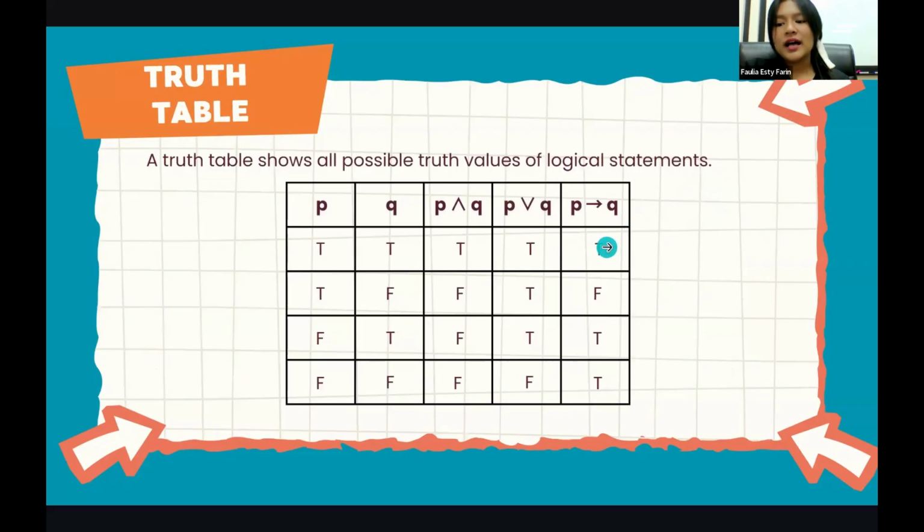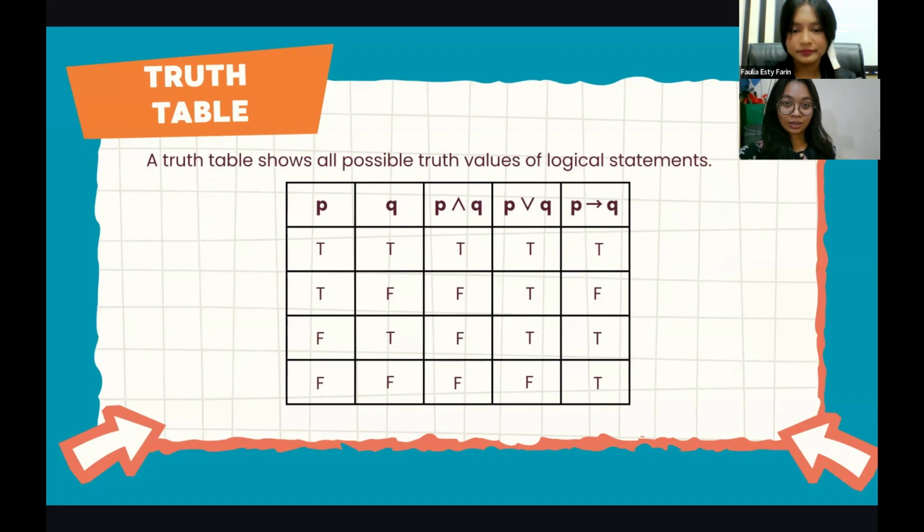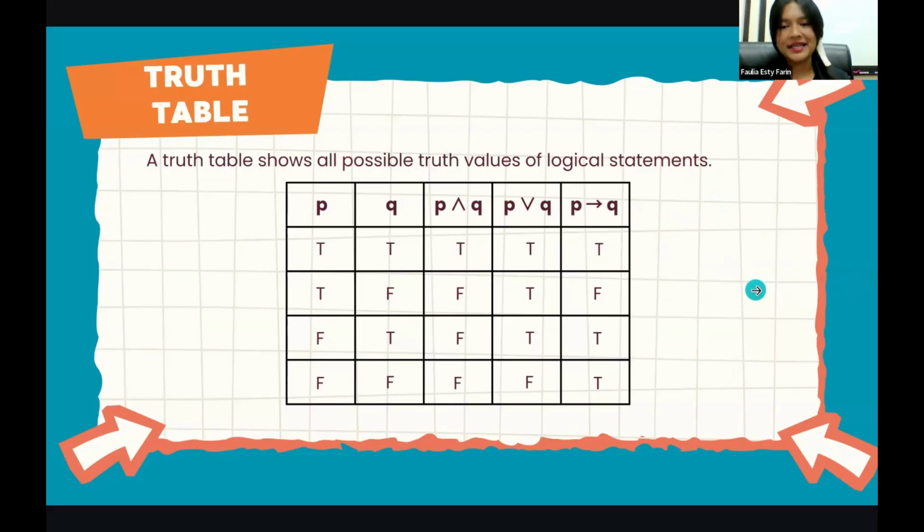Now, let's look at the truth table. A truth table shows all possible truth values. Try to observe the table carefully. It shows true and false values. Good. It shows combinations of true and false values.